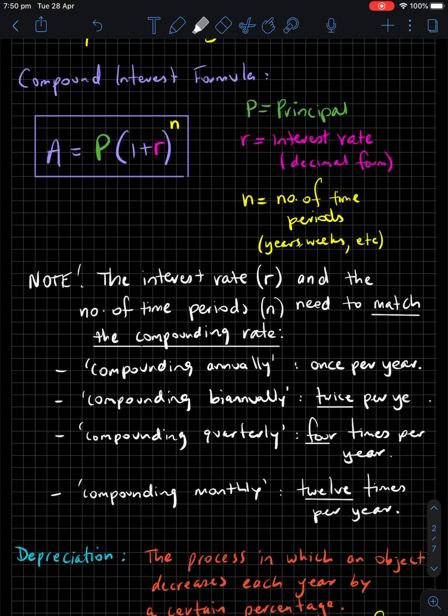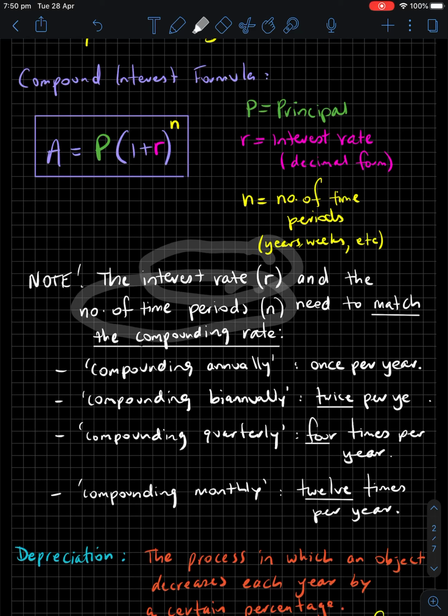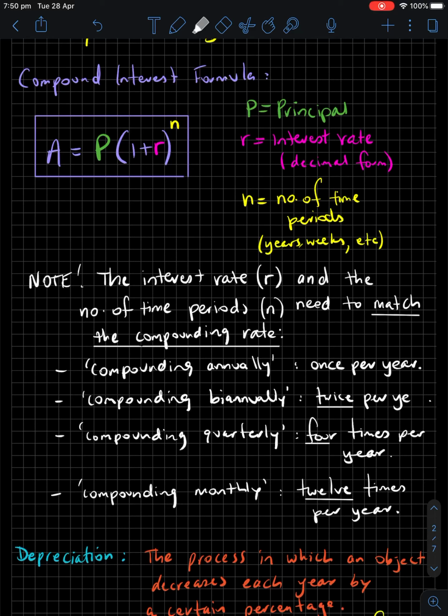However, there is a bit of a difference with this formula. You need to note that the interest rate R and the number of time periods N need to match. That was the same with simple interest, but now they need to match the compounding rate. In each question, I will tell you how often it's being compounded, how often interest is being put into these sorts of accounts, into these sorts of investments.